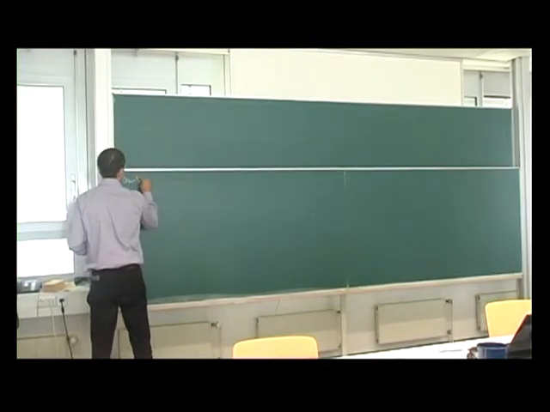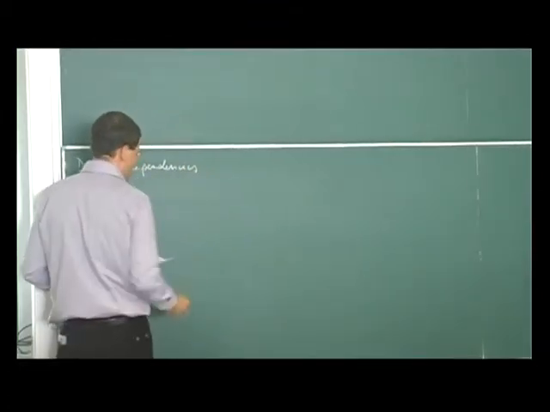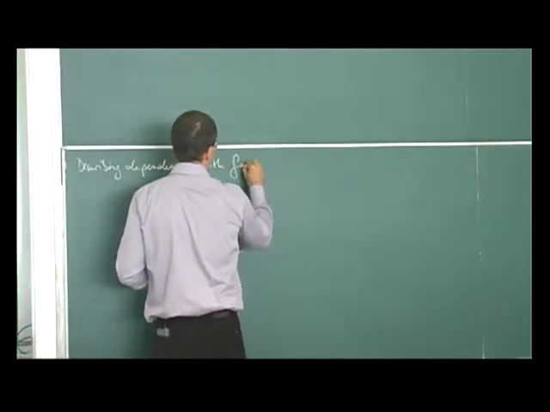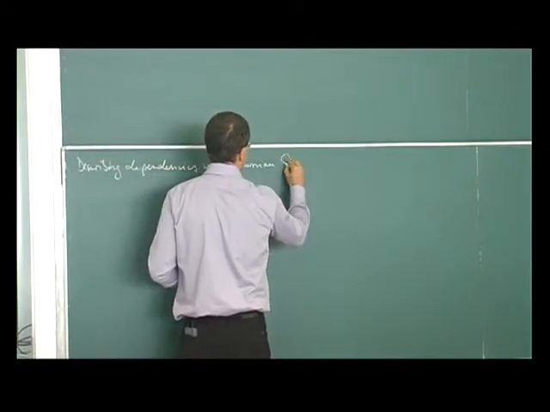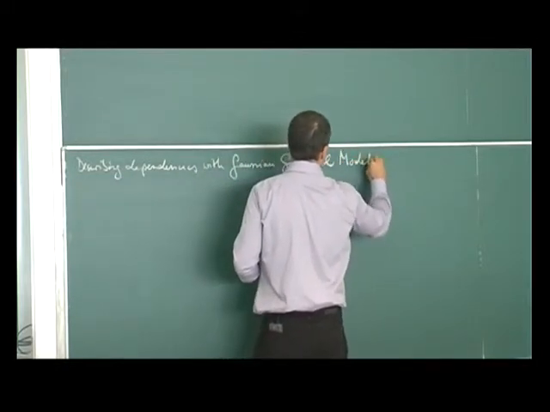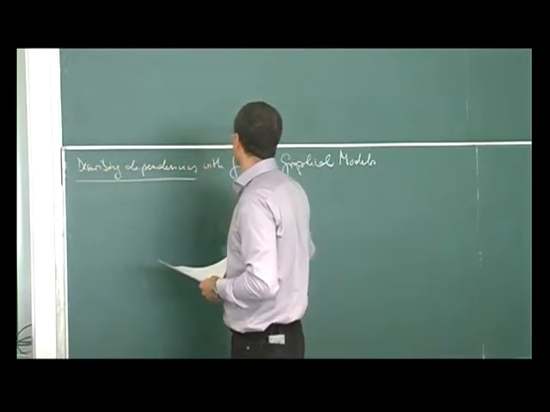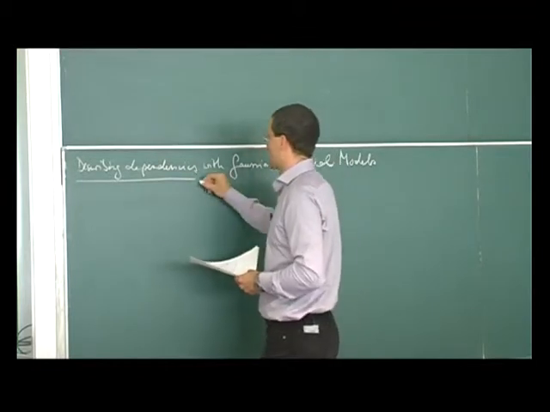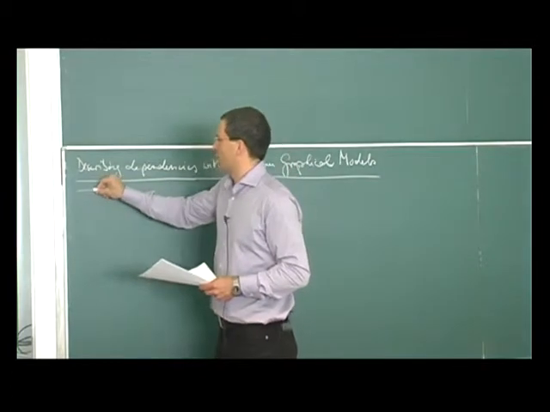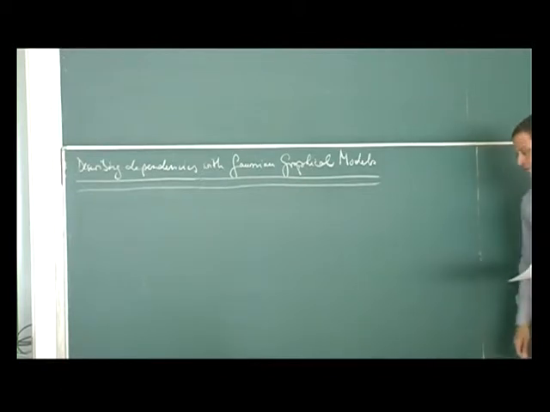And this time, describing dependencies with the help of Gaussian graphical models. So graphical model is a shortcut for probabilistic graphical model. And probabilistic graphical models are sometimes summarized as the espousal of probability theory and graph theory.